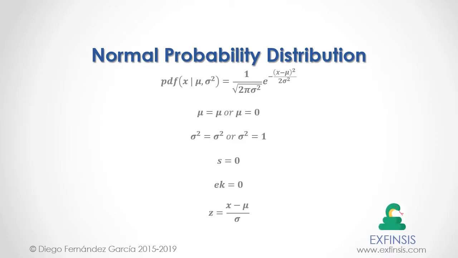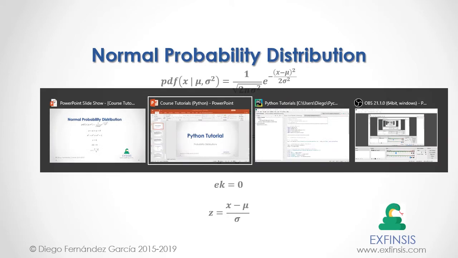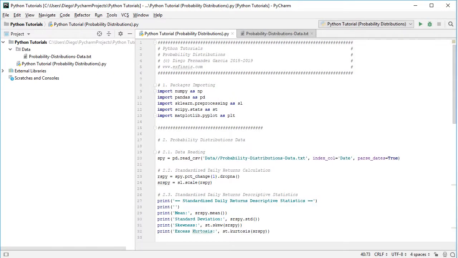Great. So let's go into Python PyCharm IDE so that we can study normal probability distribution with greater detail. Excellent. So here we are within Python PyCharm IDE. The first step within the tutorial is to do packages importing. So we'll import NumPy as NP, pandas as PD. From scikit-learn, we're going to import preprocessing as SL, then scipy.stats as ST, and matplotlib.pyplot as PLT.